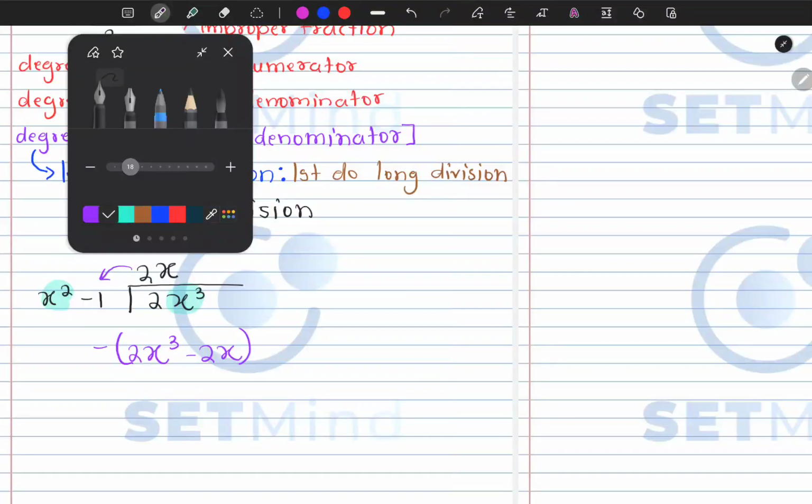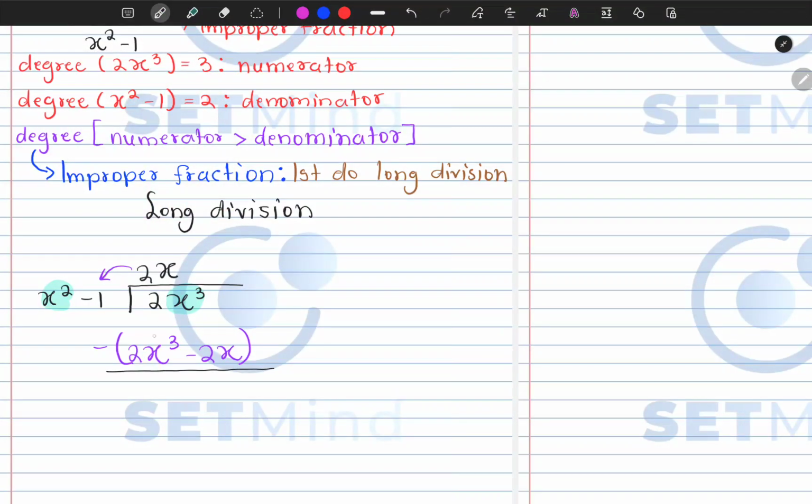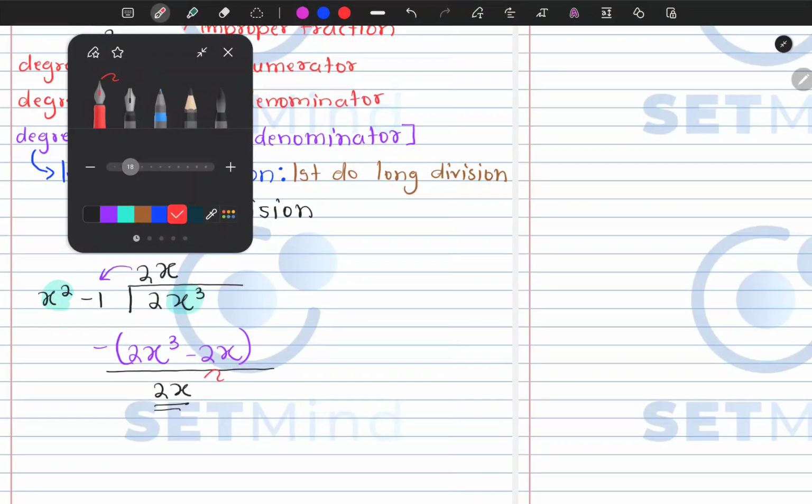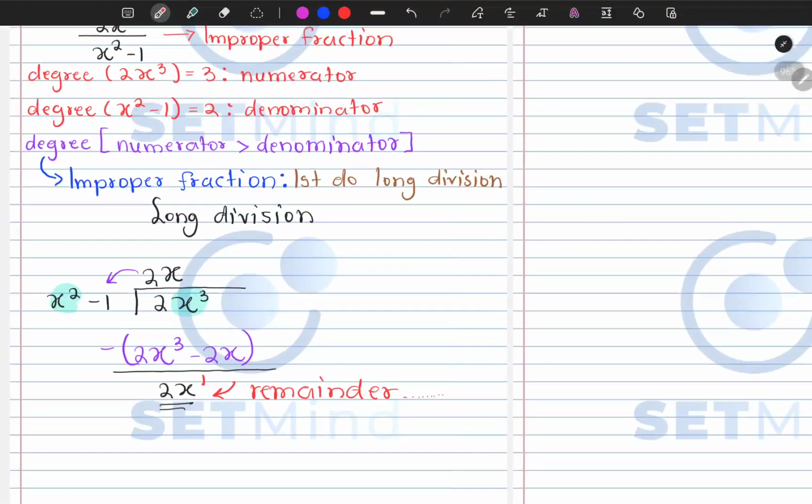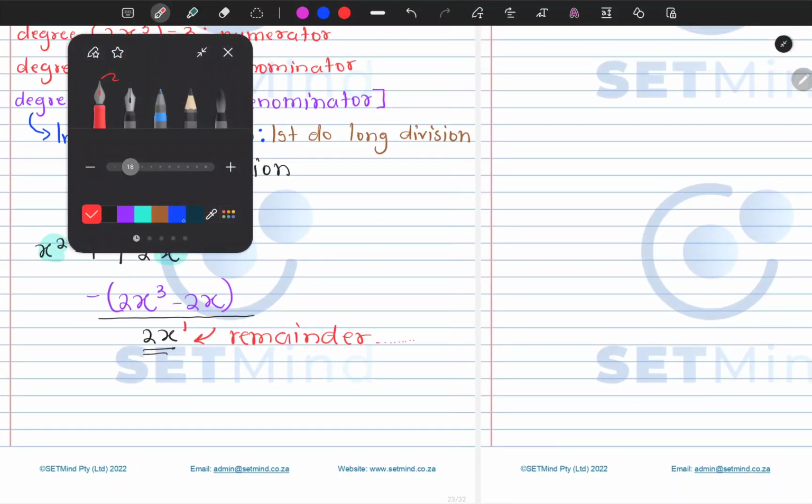And when you subtract, you should be able to see that the 2x cubed and the 2x cubed will cancel, and our answer will just be 2x. And this can't divide further because the degree is 1 here and that one is 2 there. So this means that this becomes our remainder, the 2x. So when we divide 2x cubed by x squared minus 1, we get 2x plus a remainder of 2x. So what does this mean?